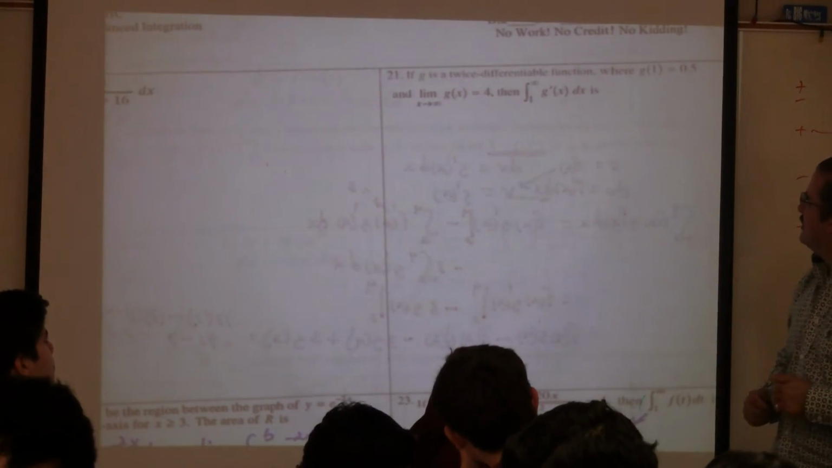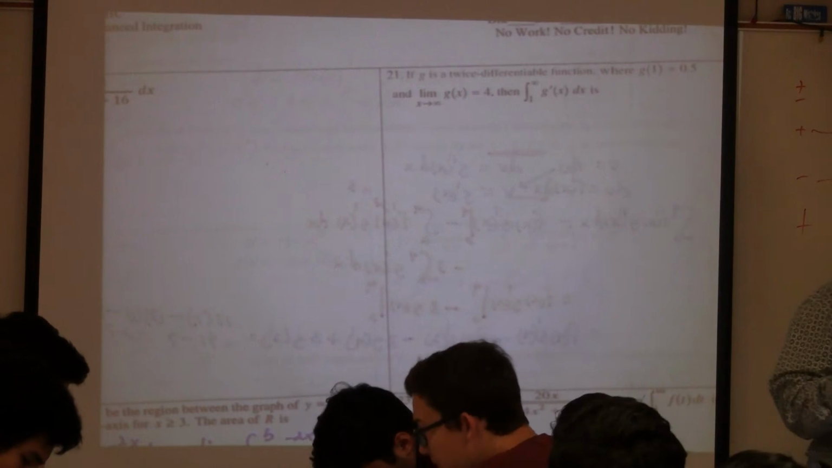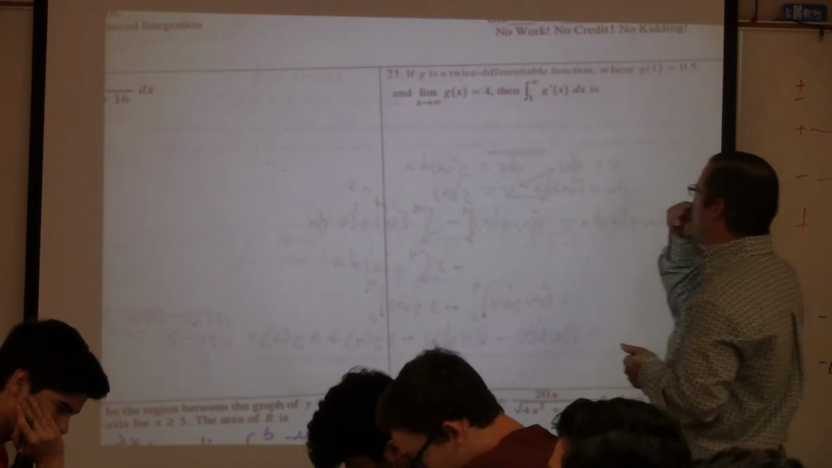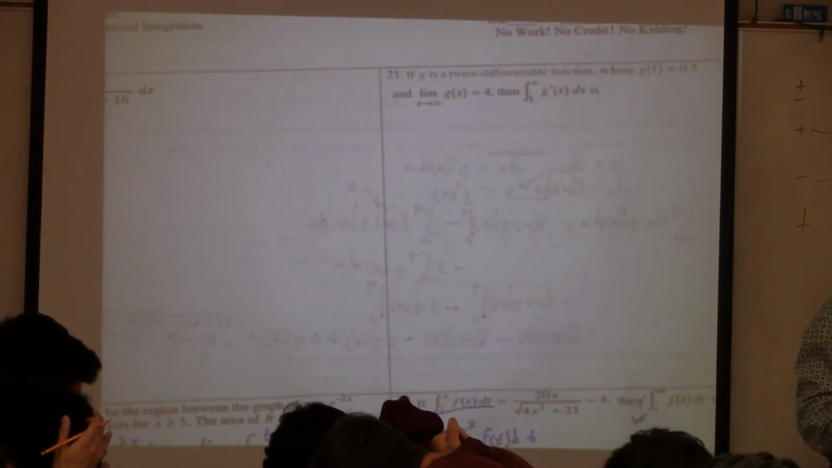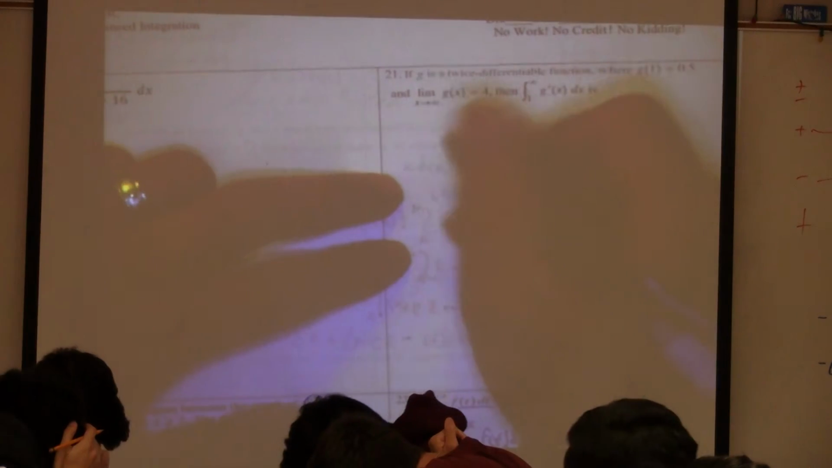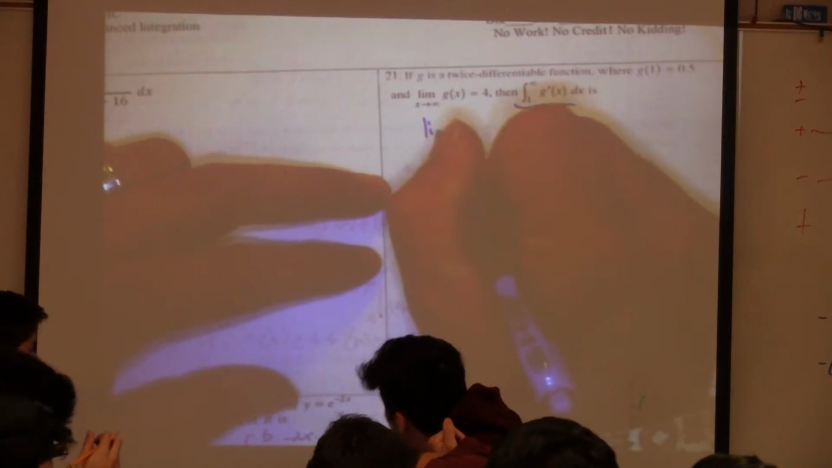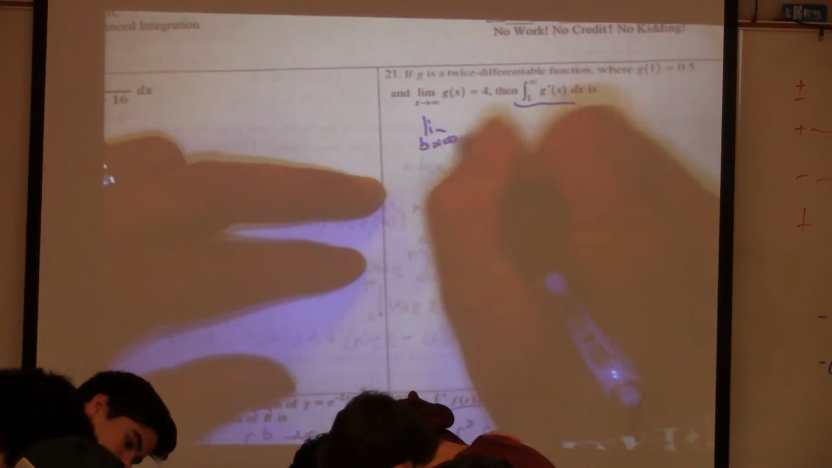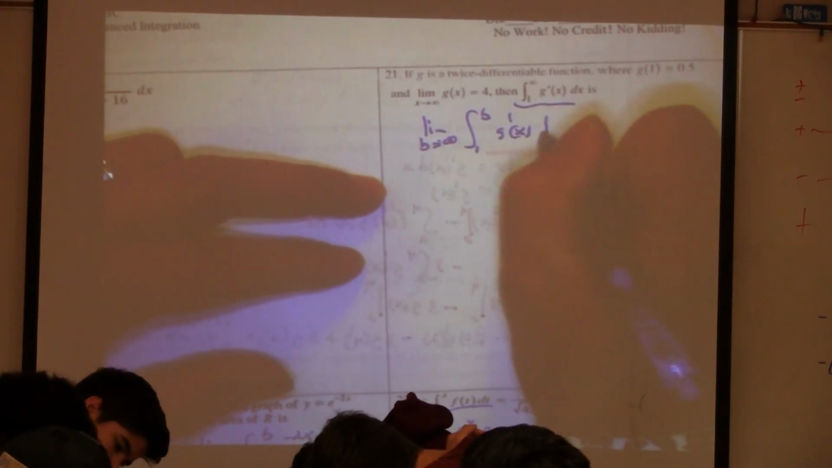Alright, g is a twice differentiable function. That means we can get how many derivatives? 2, right? Where g of 1 equals 0.5, and the limit as we go to infinity of g of x is equal to 4, right? Okay, so let's see. We want to evaluate this integral, so he's going to be the limit as what? B approaches infinity of the integral from 1 to b of g prime of x dx.